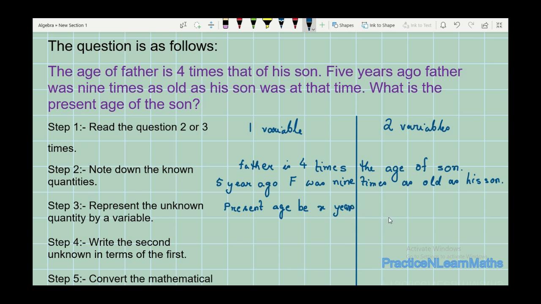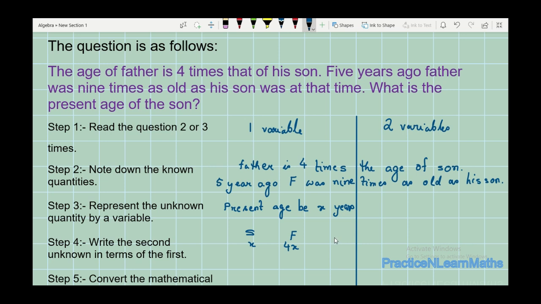First, let me solve the one variable, then I'll show you the two variables. Next, write down the unknown in terms of the first. Okay, so we find that the age of father is 4 times that of his son. So if son is x, father is 4 times, 4x. Of course, father will always be older than son.